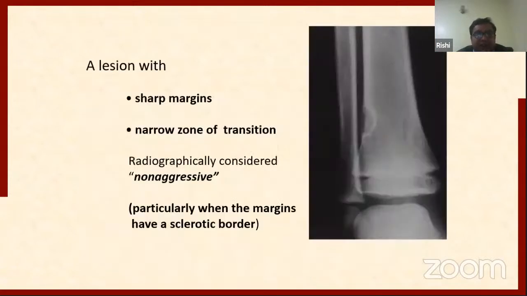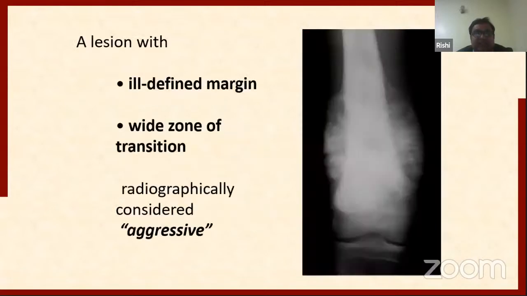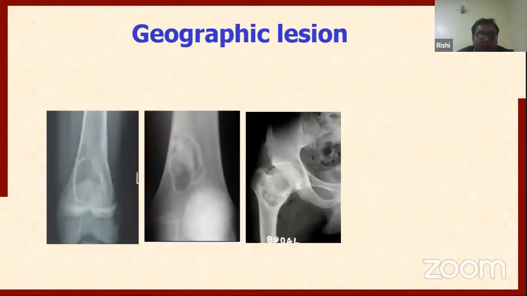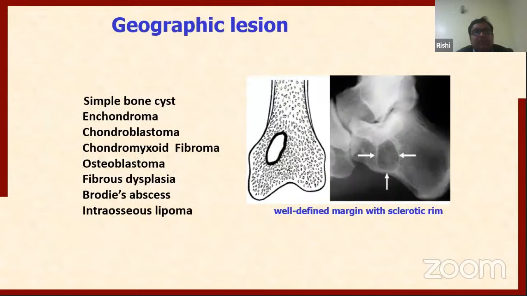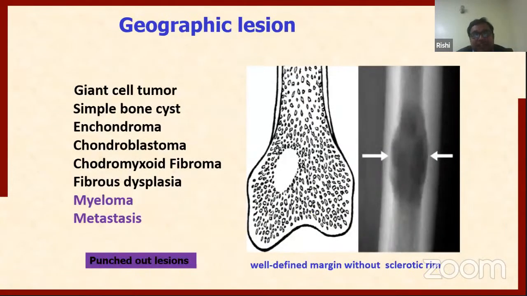So as already told, a lesion with sharp margins and a narrow zone of transition is radiologically considered non-aggressive, particularly when the margins have a sclerotic border. Similarly, a lesion with ill-defined margins and a wide zone of transition is radiologically considered aggressive. Geographic lesions are very well-defined lesions, where you can draw them like a map of a country. That's why they are called geographic lesions, and these are usually benign. Especially when the lesion is surrounded by a sclerotic rim, the differentials are always benign. But sometimes when a lesion is not surrounded by a sclerotic rim, that means the lesion, even if benign, is an active lesion.